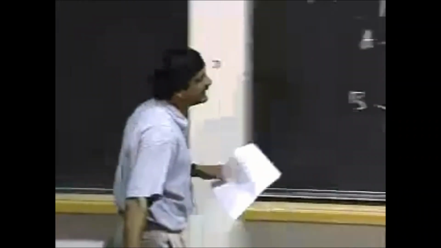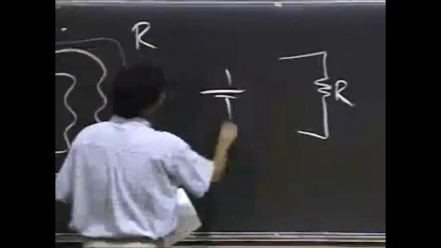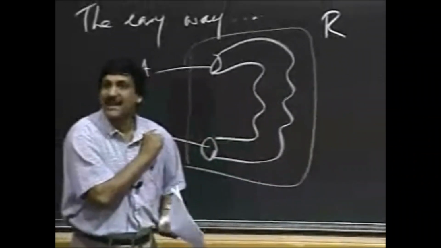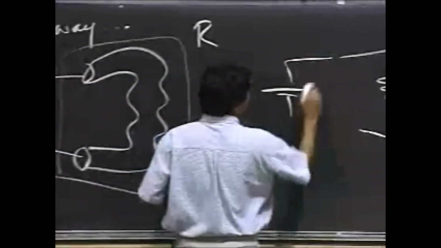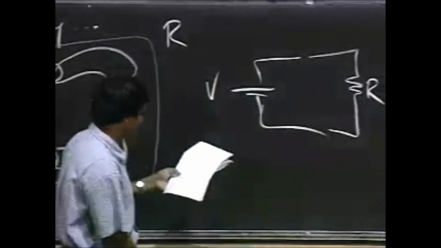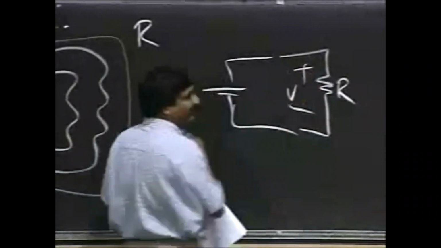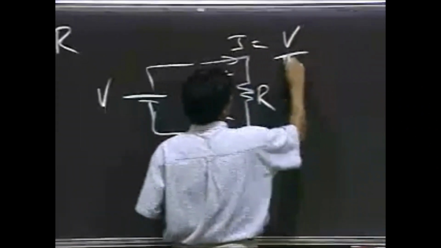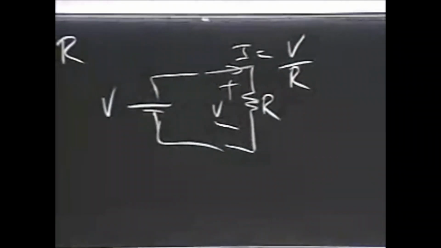R. Now what I can do is, in the same manner, replace the battery with a battery object, and connect that here. The voltage V applied to it, V falls across the resistor, and I get my I simply, from Ohm's law, as V divided by R.